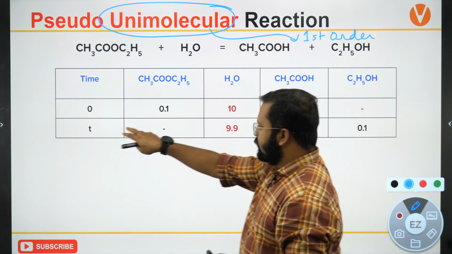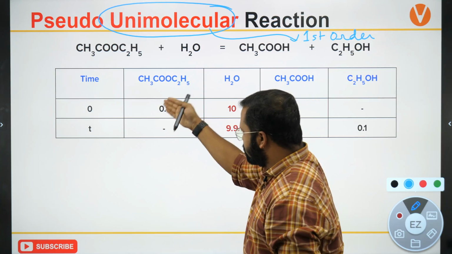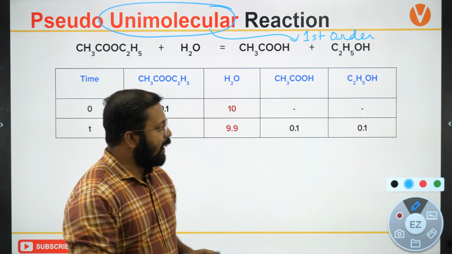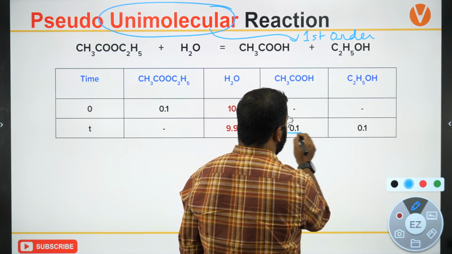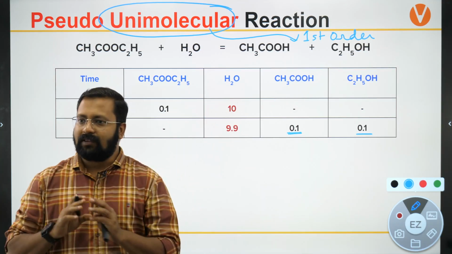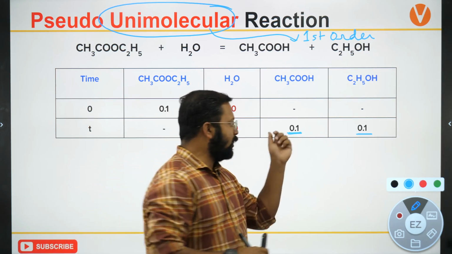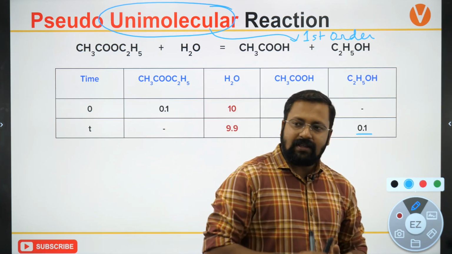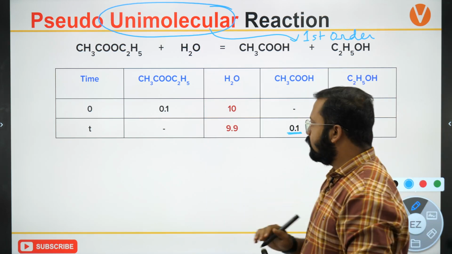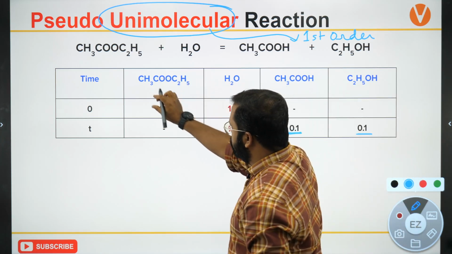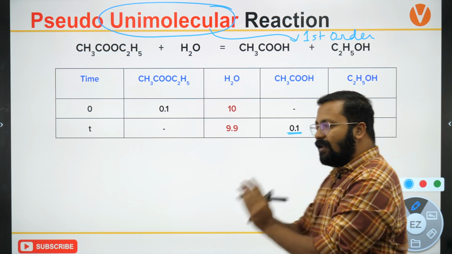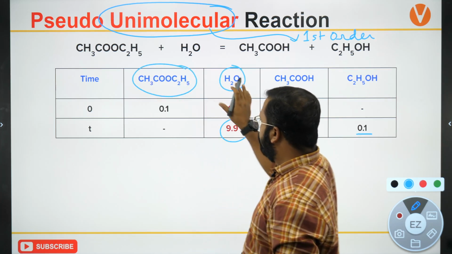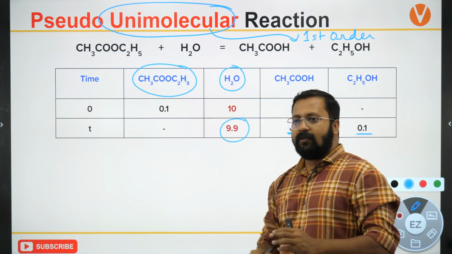Now what is happening is, after certain time, this being the limiting reagent, this is completely consumed. आपके पास क्या बच रहा है? 9.9 moles of water is being left out, and 0.1 mole of acid and 0.1 mole of ethyl alcohol is present. Okay, what we can see from here is that the amount of this which is consumed and amount of this which is formed is very very small as compared to water. देखिए water का amount और इसका amount compare कर लीजिए, तो water का amount जो है बहुत ज़्यादा है compared to the amount of ester that we have taken.